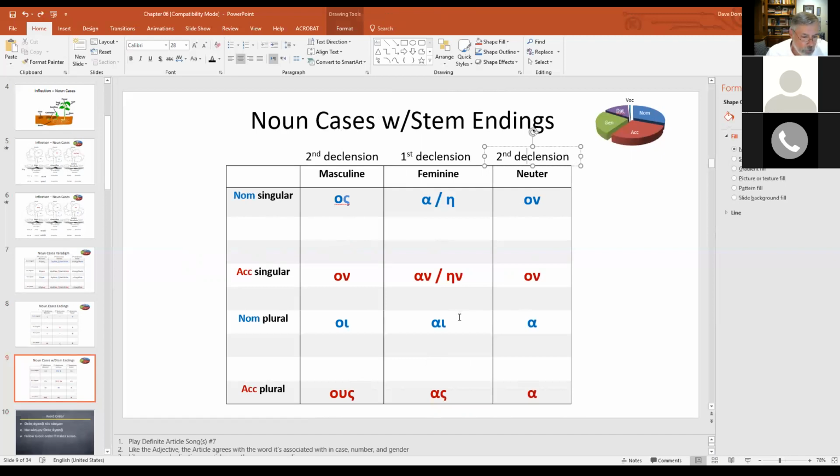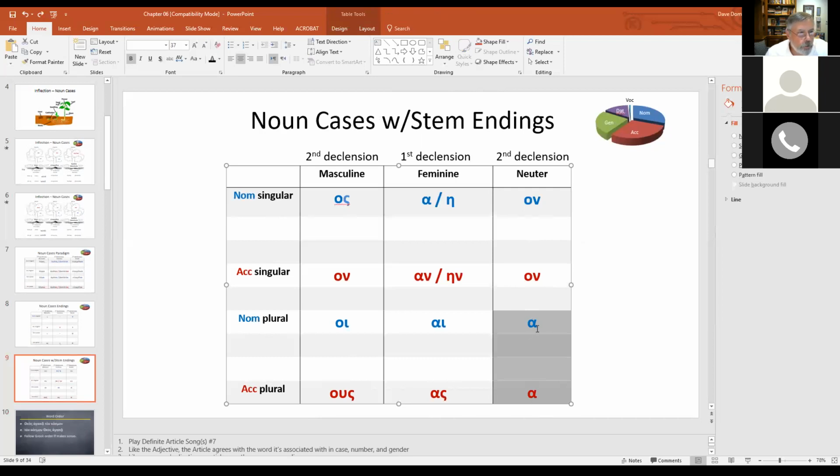Second rule, noun rule: every neuter word has the same form in the nominative and the accusative. Well, that's what this is. Right here, neuter words have the exact same form in the nominative, right here, and accusative. It's the same form. Same thing here in the plural. Nominative plural, accusative plural is the same form. So these rules will help you to recognize the pattern, and that's what it's trying to do.